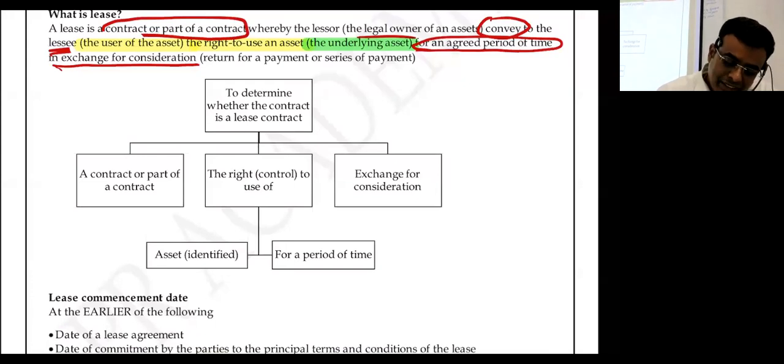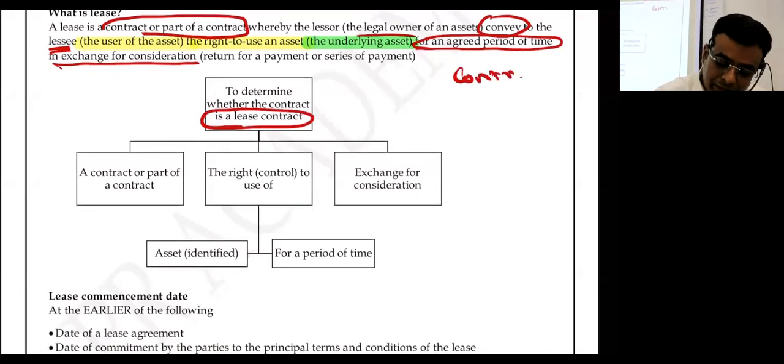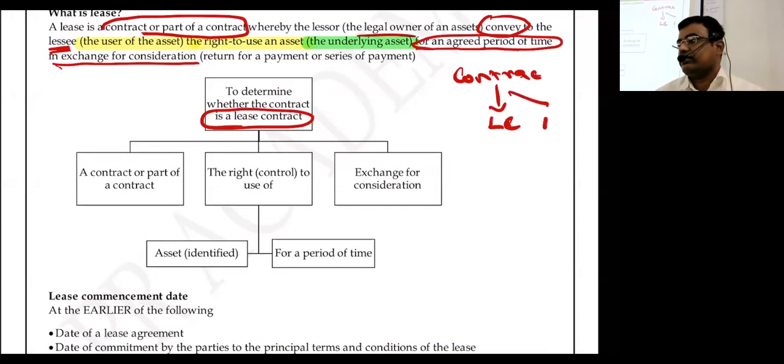To determine whether the contract is a lease contract: contract is a common concept. That contract may or may not be a lease contract. We study contracts even under Ind AS 115. Contract is a general word; lease contract is a specific word according to Ind AS 116. Please be connected. It is a very important, lengthy standard, newly introduced 1.5 years back, replacing Ind AS 17, so questions are expected from this standard.